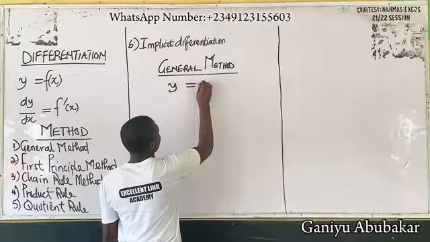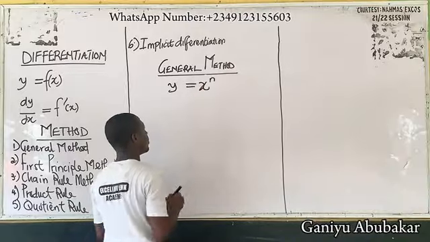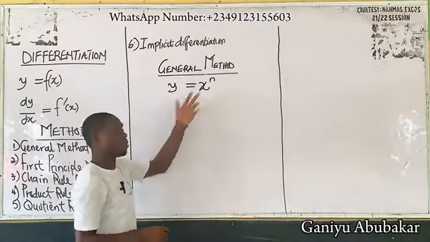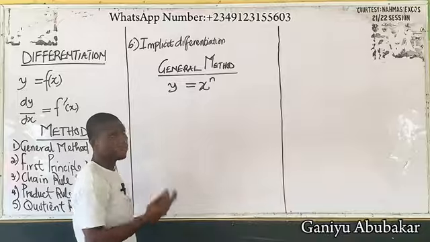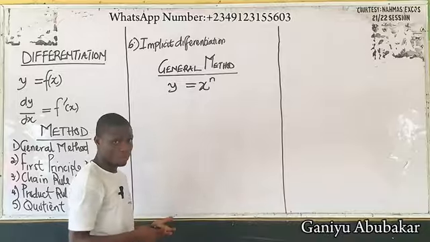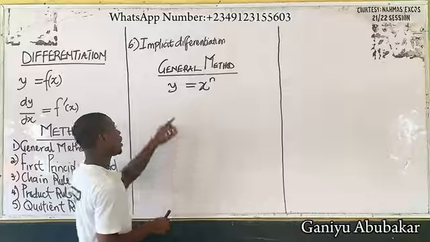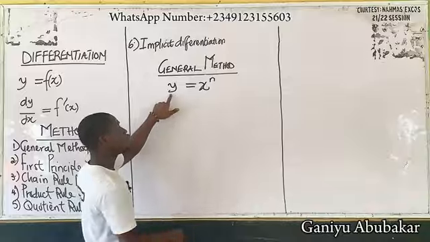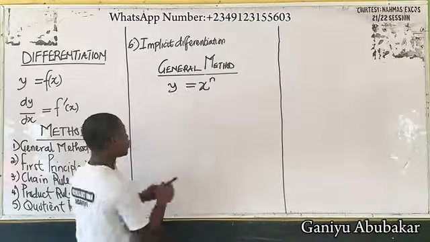Let's use x to the power n, per se. Let's say that y is equal to x to the power n, and I'm trying to find dy over dx. It's quite an easy task to do, right? So here's the thing: if I have y changing with respect to x, that becomes what?